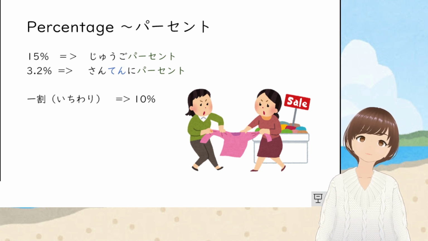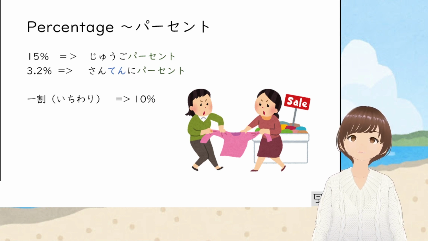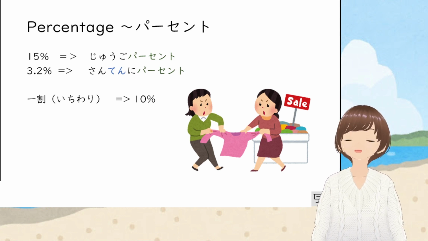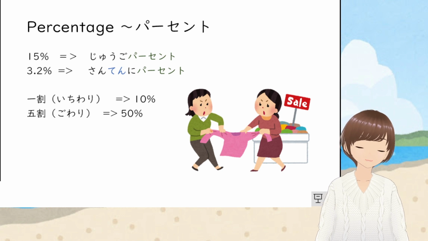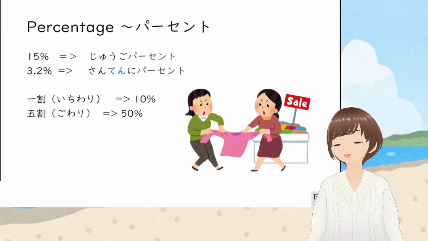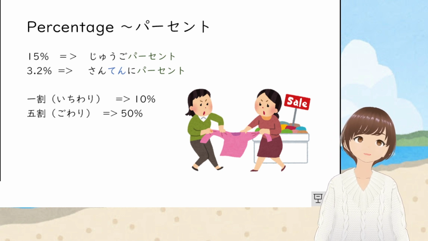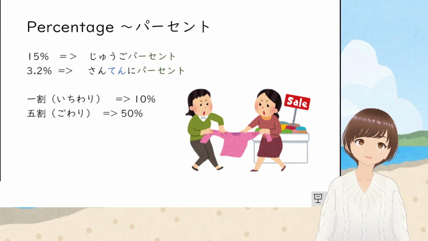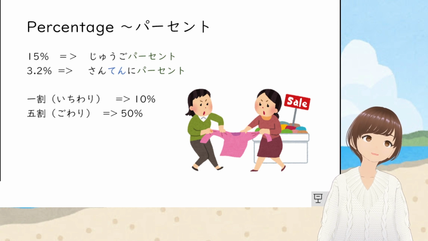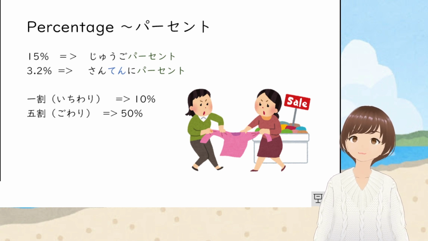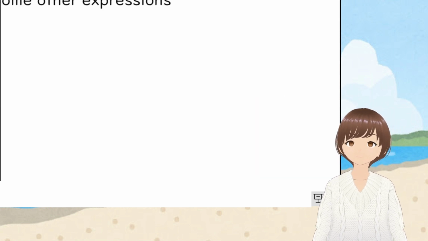But in Japanese, we have another way to express percentage. It is wari, 1割. So 1 wari is 10%. So 5 wari is 50%. So wari is very often used in Japanese. And it's important to know about this if you want to visit Japan or conduct business with people in Japan.